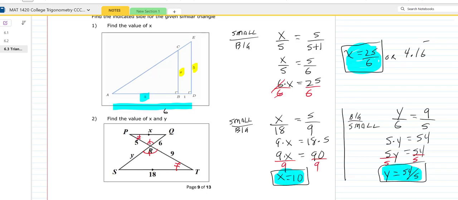Okay, so if you want to check your answers and see if you did okay, you did not have to do it exactly the way I did it. You just have to set up a valid proportion. So the first problem I got 25 over 6.